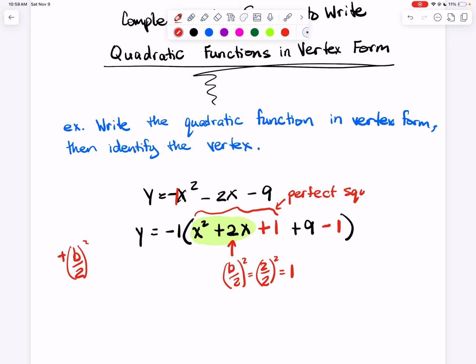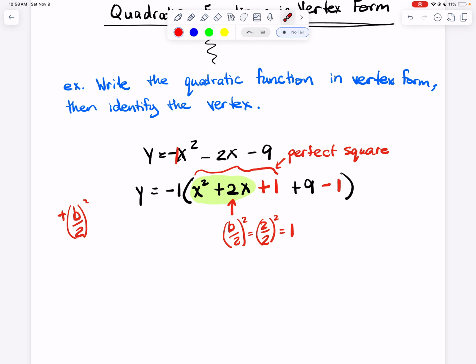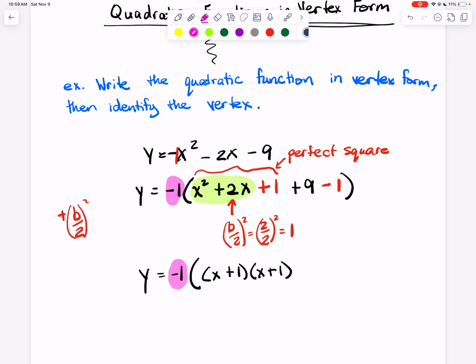So now that is a perfect square, and so now we can go ahead and factor that. In order to factor that, we're looking for two numbers that multiply to 1 and add to 2. And those two numbers that multiply to 1 and add to 2 is just 1. So now we can continue. We have our negative 1 here, and we factor x plus 1, x plus 1. So let me highlight to make sure you understand what is what. All right, so in pink, that's that negative 1. We just carried that down.